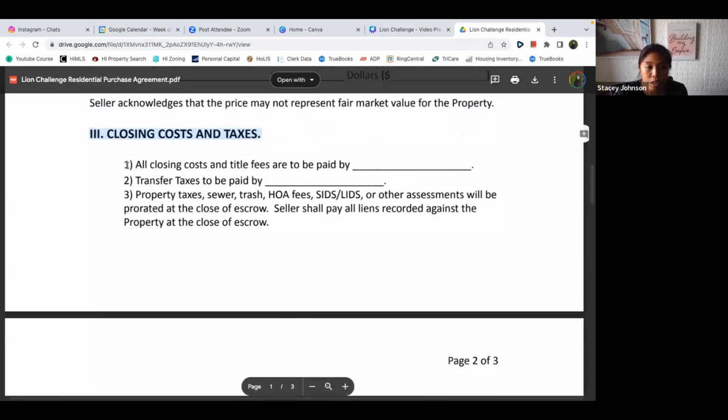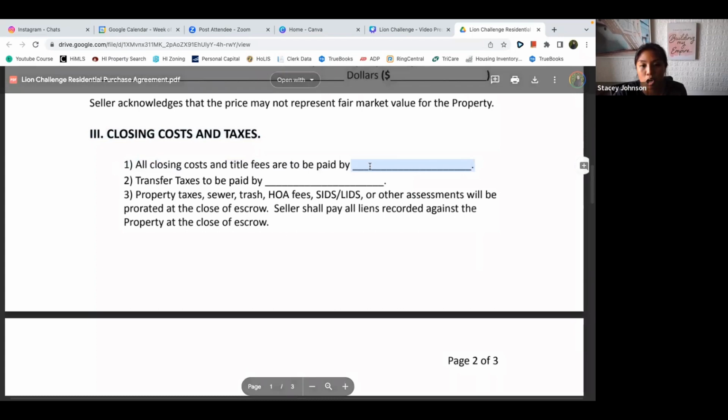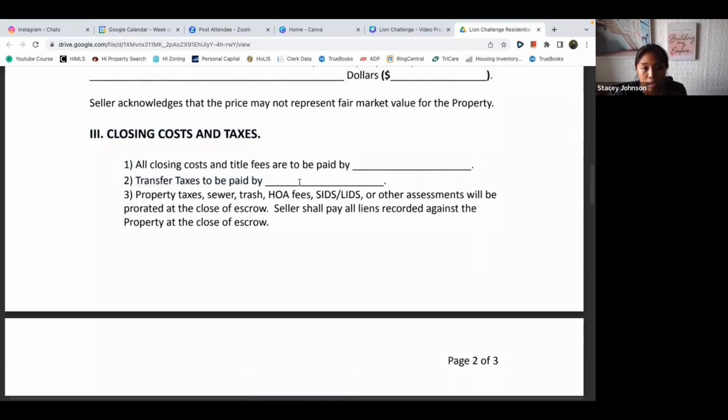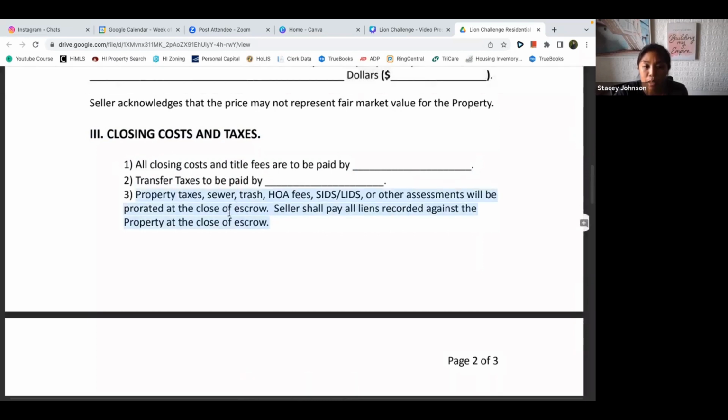Section number 3, Mr. Seller, like I mentioned, all of the closing costs is going to be paid by us. So right here, you say all closing and title fees are to be paid by buyer. Transfer taxes to be paid by buyer. And the only thing that you need to take care of, Mr. Seller, is all the property taxes, sewer, HOA, any assessments. It's just going to be prorated at the close of escrow.